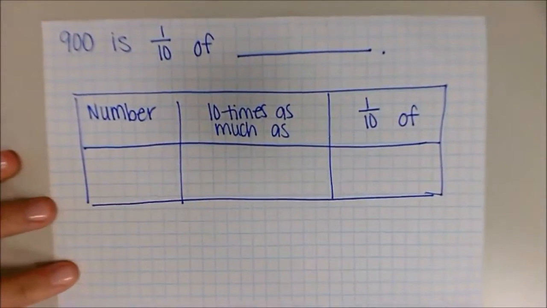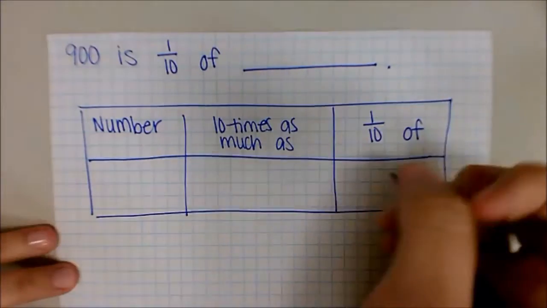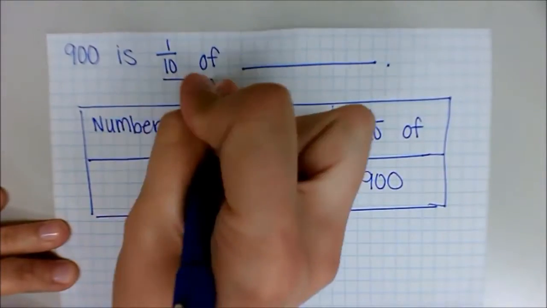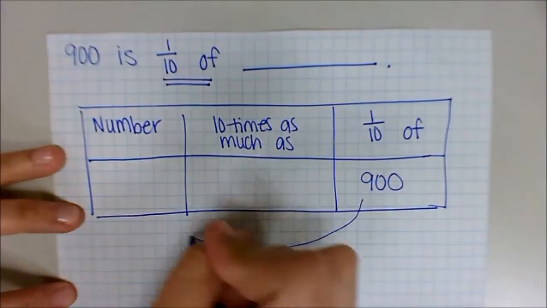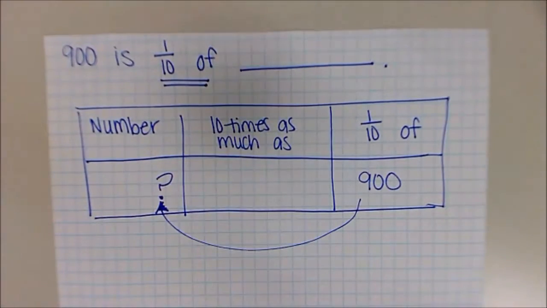Now, on the reverse side, I could be asked a problem like this. 900 is 1/10 of what number? So again, I'm thinking backwards. I know that my starting number is going to be 900. So I'm going to put that in the 1/10 of column because this is the phrase that it's telling me. So I want to know what number I started with. I want to know what was the original number. Where did the 900 come from?